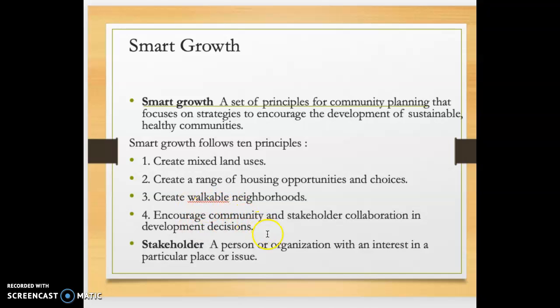You want to be able to create walkable neighborhoods for aesthetic purposes, and you want to encourage community and stakeholder collaboration in development decisions, which actually goes back to the city of Clayton example. That was part of their platforms also, was that they felt that they really needed to listen to the residents of Clayton when making these big decisions. So a stakeholder, you guys should know, is any person or organization that has an interest in a particular place or issue. For example, here you are a stakeholder of Carondelet, and you have vested interest in the quality of education that you receive. Right now during COVID, you're a stakeholder and you have a vested interest in the health practices and policies that we have in place to protect you. So again, those are just some examples of what a stakeholder could be.